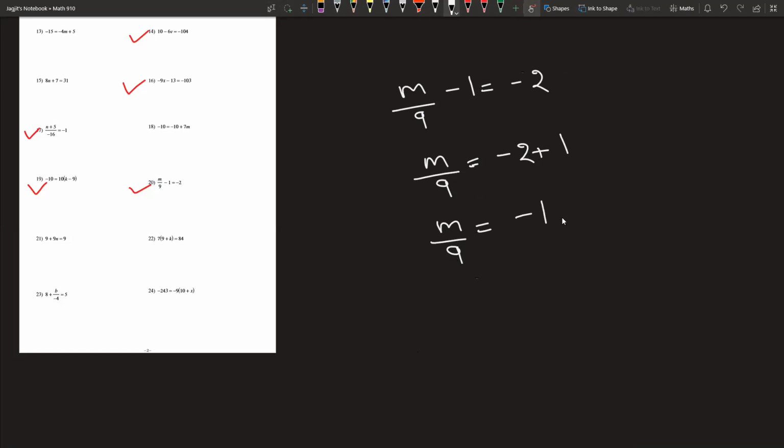Now you cross multiply your 9. It goes across, and it becomes minus 1 times 9. So your m is just equal to minus 9. Any questions on that?